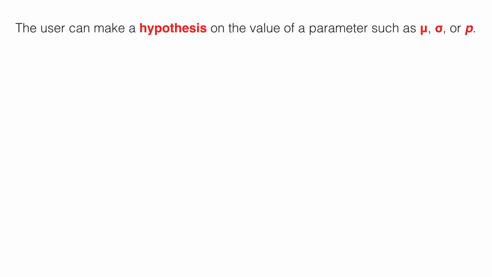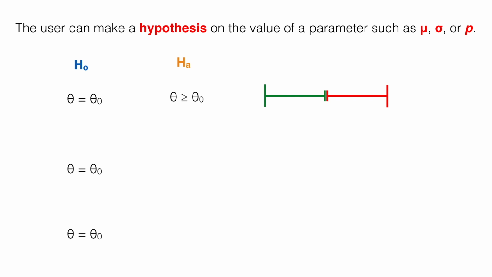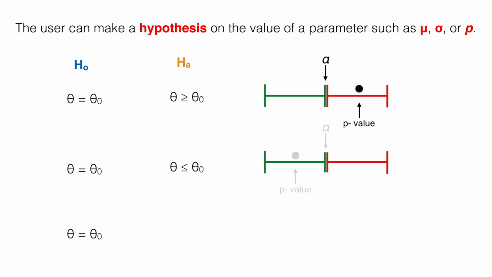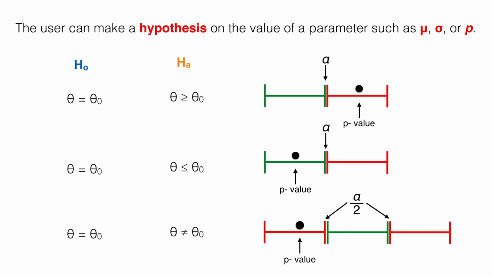In a test, the user can make a hypothesis on the value of a parameter such as mu, sigma, or the proportion. The user can test whether the parameter is equal to a certain value against it being greater than that value, similar to the scenario of the man on trial, less than that value, or different than that certain value, where it could be either greater than or less than.